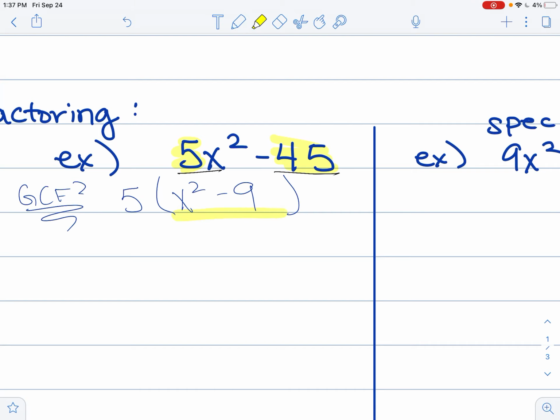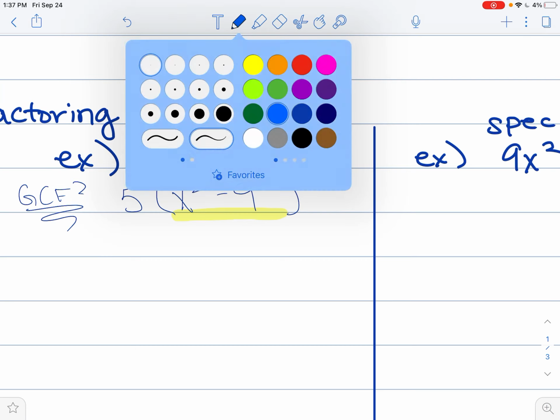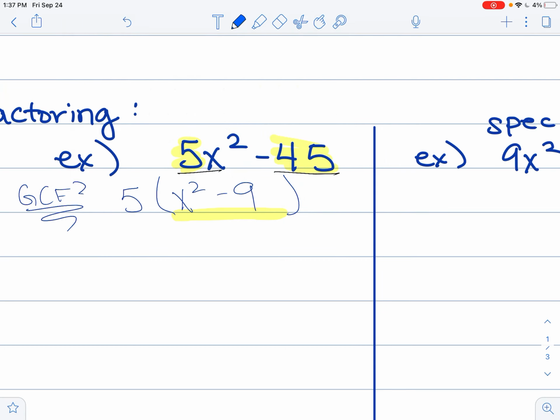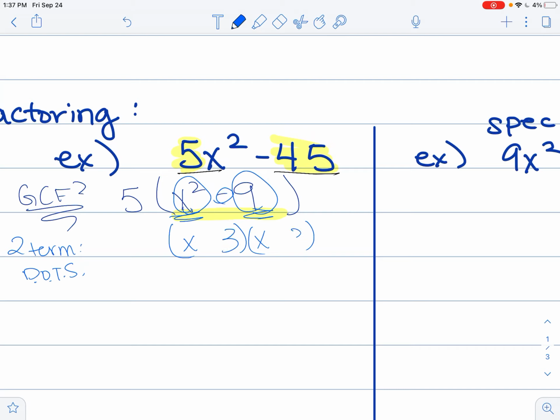Now inside here is what I have left to factor. So those are 2 terms. On your graphic organizer, look at your 2 terms, and we have to check to see, okay, is it DOTS? DOT stands for difference of 2 squares. We know x squared is a perfect square, and so is 9. So this becomes x, and x is x squared. 3 times 3 is 9. One's a plus, one's a minus. And then just bring down this 5. And that would be how we factor something with a GCF.